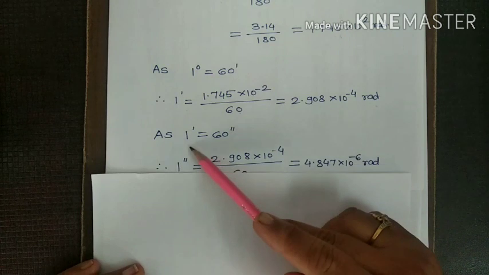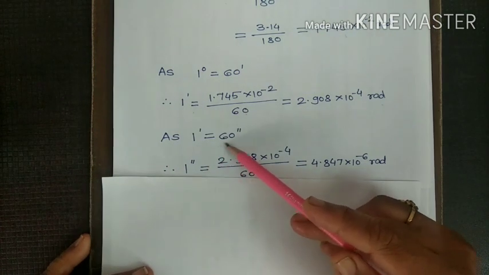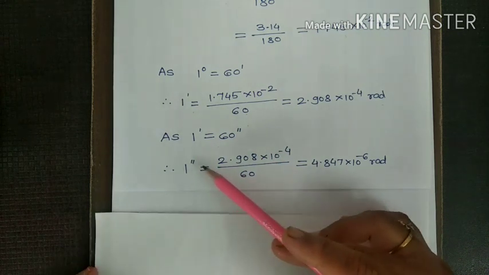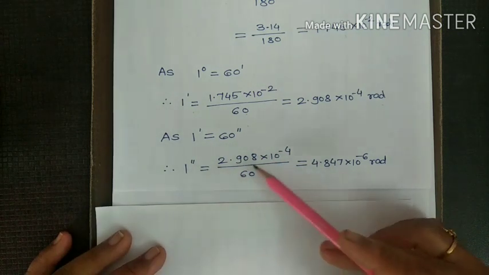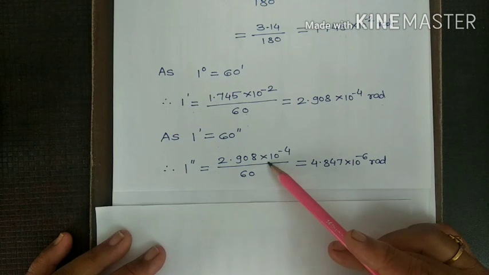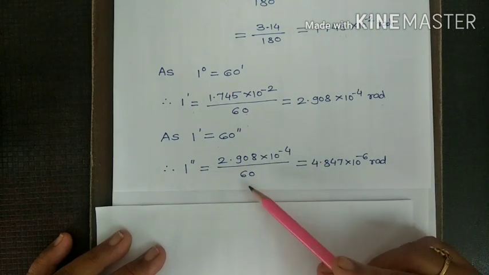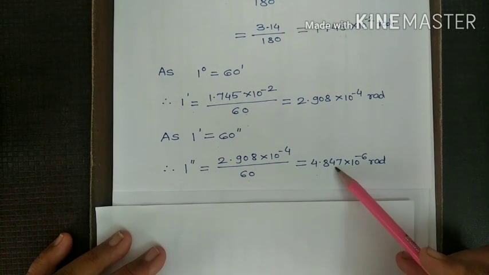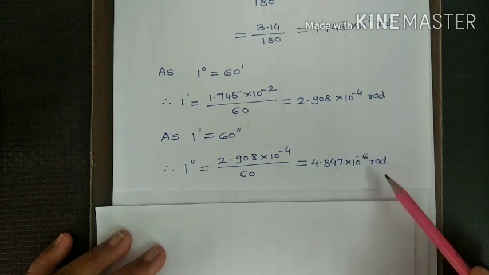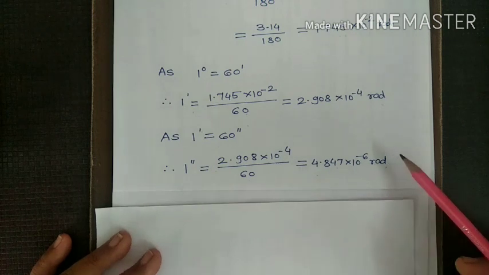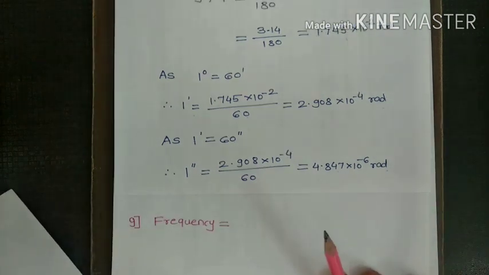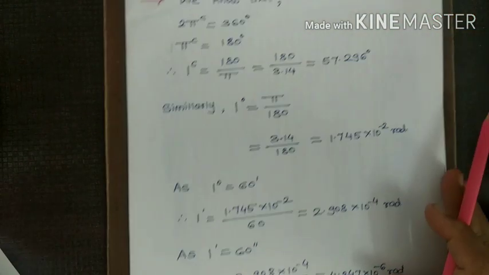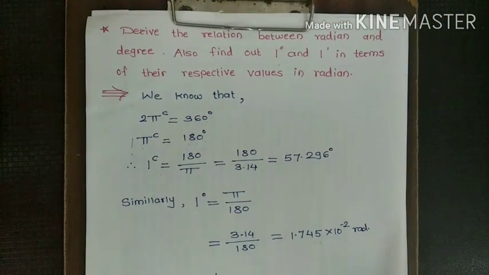As 1 minute is equal to 60 seconds, then 1 second is equal to 2.908 into 10 raised to the power minus 4 upon 60, which is equal to 4.847 into 10 raised to the power minus 6 radian. This topic or this question is important for NEET or JEE questions.